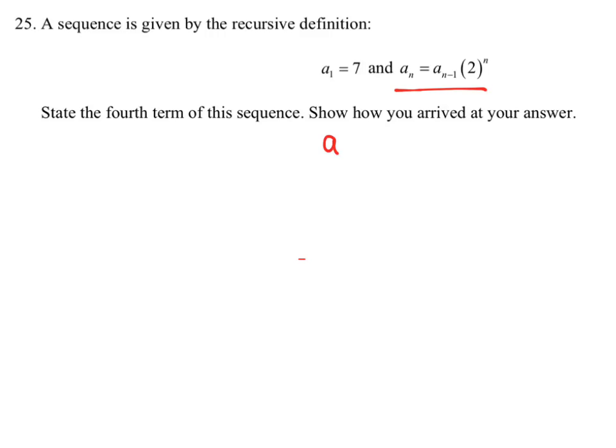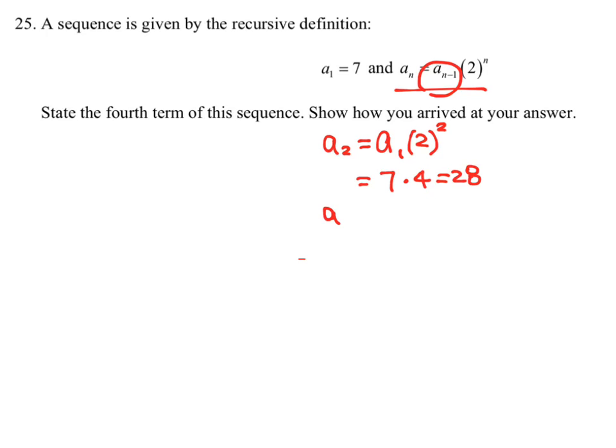Number 25. So they want us to find the fourth term in this sequence. So this is a recursive formula. That means a sub 2 must be based upon the formula, a sub 2 minus 1, as you can see right over here. That means the term before the one we are looking at, which is a sub 1, times 2 to the n. n has to match the placement of the term, which is 2. Then this is what we end up getting. We get 28. That's the second term, but we want to go to the fourth term.